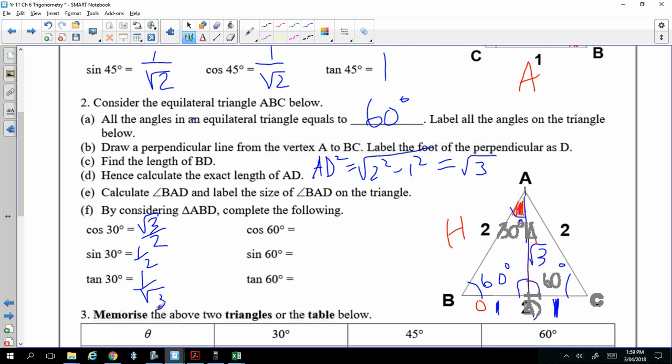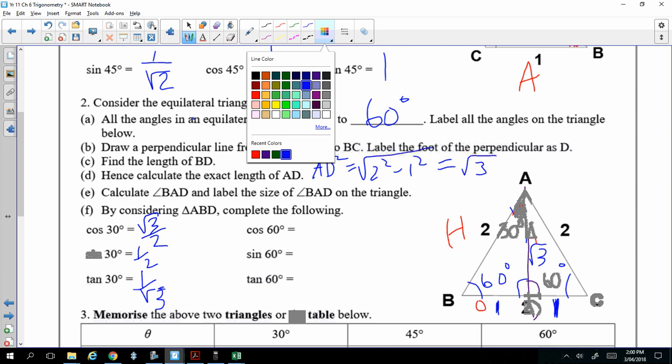Okay, and then how about cos 60? So you have to change your angle, and also change the sides. So we've got this. Okay, so cos 60 will be, I have to use another color pen. Let's use green. So that will still be the hypotenuse.